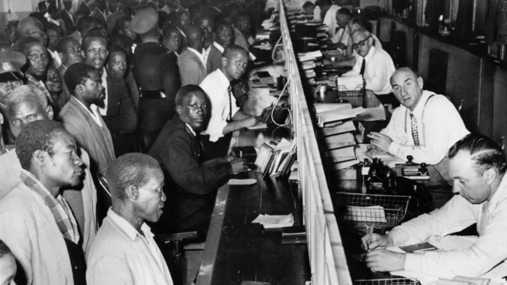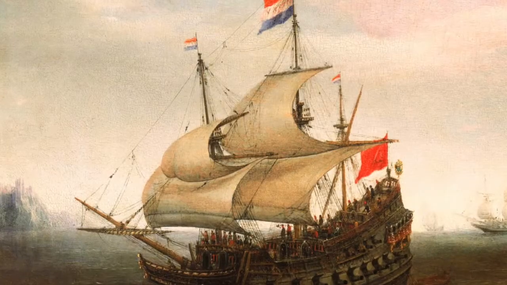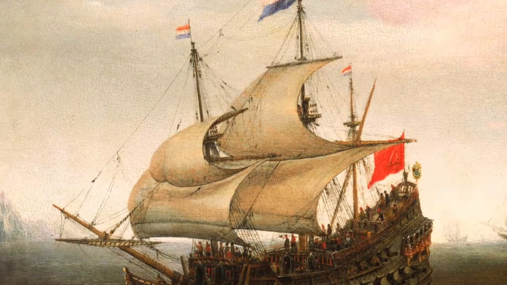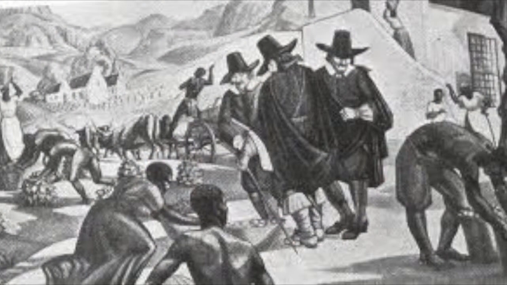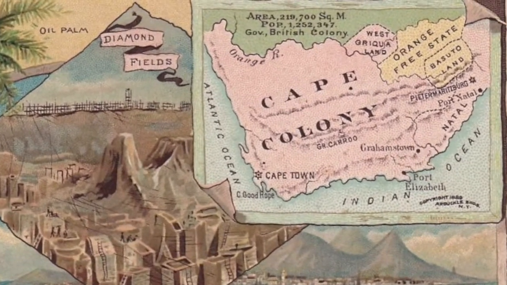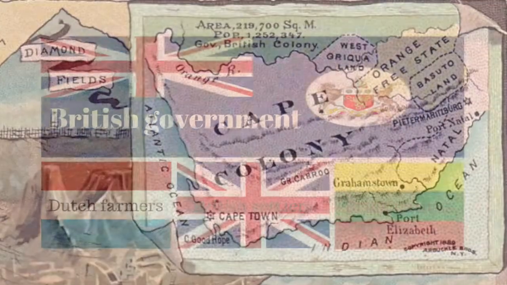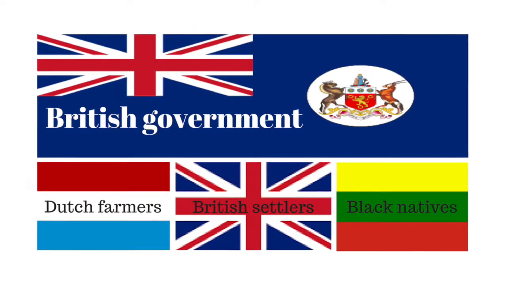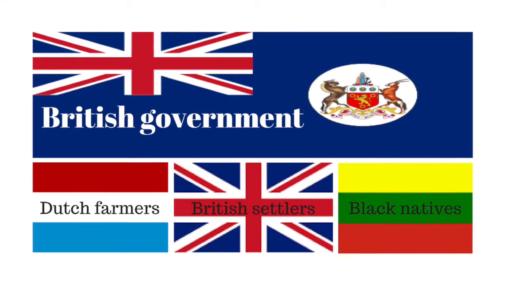The answer stems from an even earlier conflict, beginning with 17th century Dutch exploration. The Dutch East India Company settled in Cape Town in the 1600s, forcing the indigenous blacks to provide labor and resources for Dutch economic gain. Conflict began when control of Cape Colony was passed to the British in the late 1700s, creating a situation where a British government ruled over a population of Dutch farmers, British settlers, and blacks.